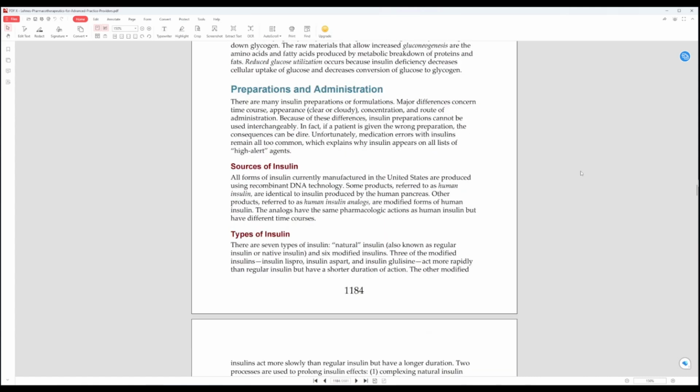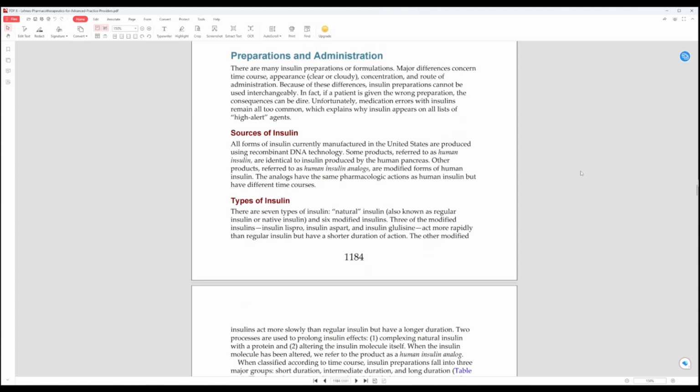Its preparations and administration. There are many insulin preparations or formulations. Major differences concern time course, appearance (whether it's clear or cloudy), concentration, and the route of administration. Because of these differences, insulin preparations cannot be used interchangeably. In fact, if a patient is given the wrong preparation, the consequences can be dire. Unfortunately, medication errors with insulin remain all too common, which explains why insulin appears on all lists of high alert agents.